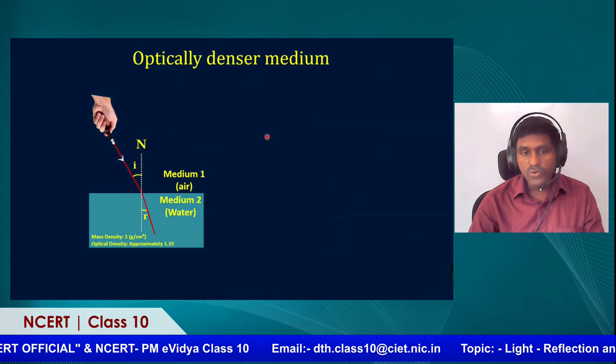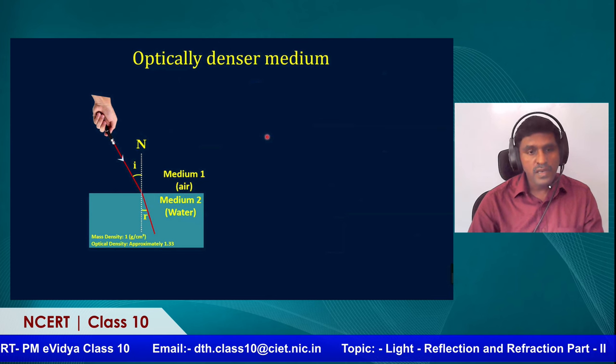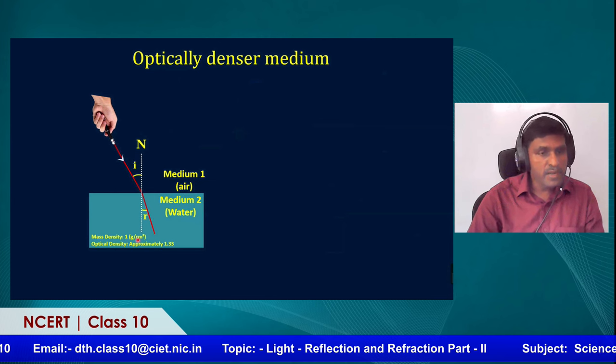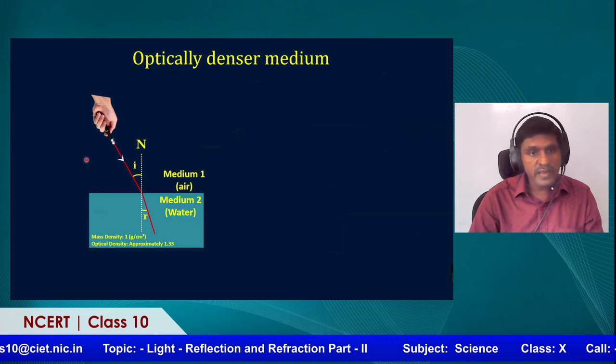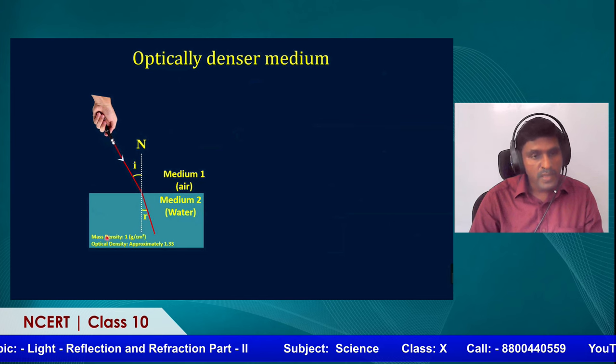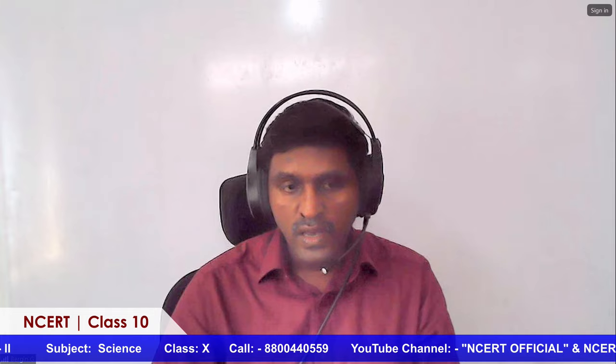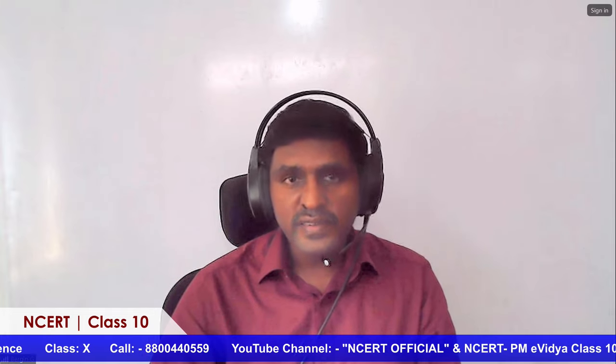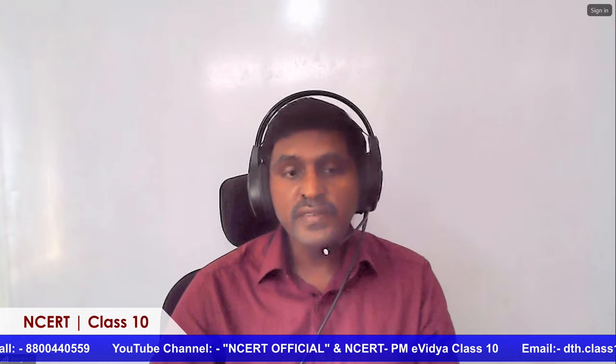Mass density means how tightly the atoms are packed in that particular material. For example, here the light ray is passed from air to water medium. Here the density of water is approximately 1 gram per centimeter cube, that is mass density. Optical density is 1.3, that is the refractive index of the water. This optical density is how light interacts with the electrons around the atom, because both are different. How closely packed it is means mass density. How the light interacts with the electron cloud present in that atom, that is optical density.